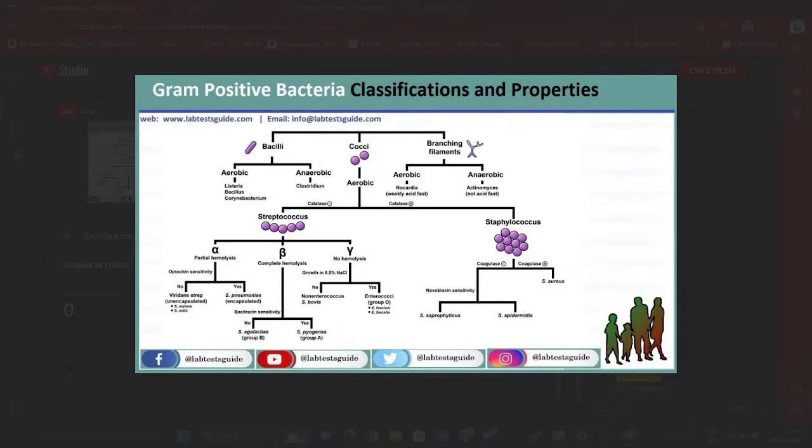Now coming to the branching filaments. Among branching filaments we have aerobic and, of course, anaerobic. In aerobic we have Nocardia, which is a type of bacteria, and in anaerobic we have Actinomyces, which is not acid fast.